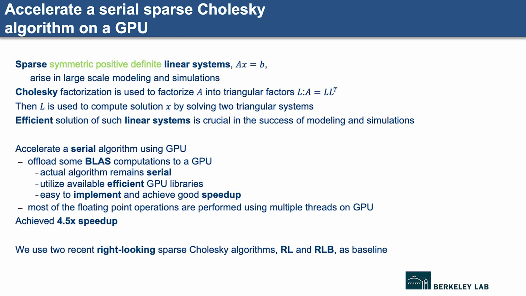And in this work, most of the floating point operations are performed using multiple threads on the GPU, and the rest are also performed using multiple threads on the CPU. At the end, we achieved 4.5x speedup, and in this work, we used two recent right-looking sparse Cholesky algorithms, namely RL and RLB, as baseline.